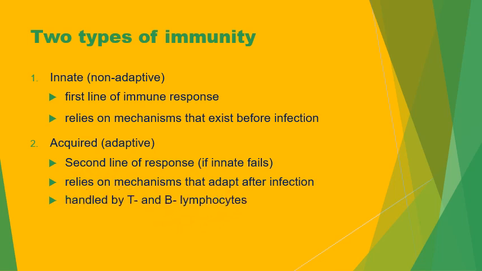This kind of immunity is handled by T and B lymphocytes or T and B cells. One cell determines one antigenic determinant. In other words, this type of immunity is highly specific.